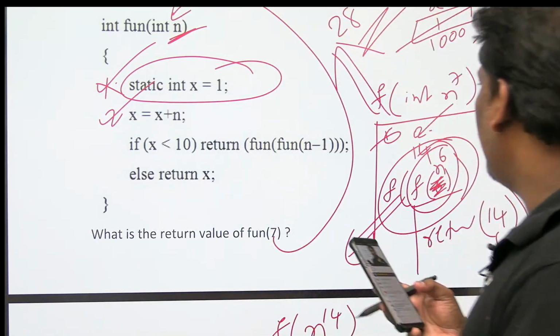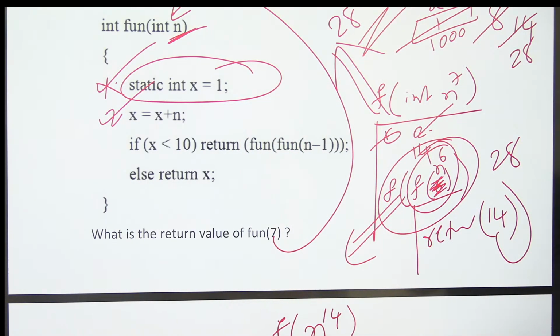So please verify the answer of this problem. I hope I have done it properly. So I think n value is 7 initially, x value 1. So 1 plus 7 is 8. Afterwards 8 less than 10, condition is true. Return f of n minus 1 means f of 6. So f of 6 I have to do. If you go inside f of 6, x is equal to x plus n. I think 8 plus 6, 14.